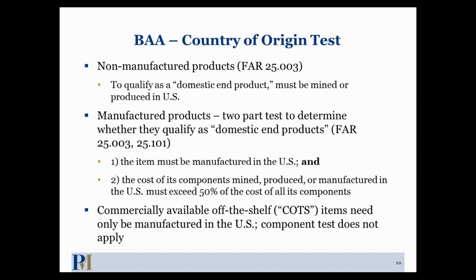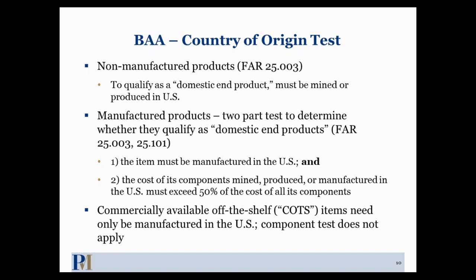apply to COTS, which is defined by the FAR as any item of supply, including construction material that is a commercial item, which is separately defined in the FAR, sold in substantial quantities in the commercial marketplace and offered to the government without modification in the same form in which it is sold in the commercial marketplace.